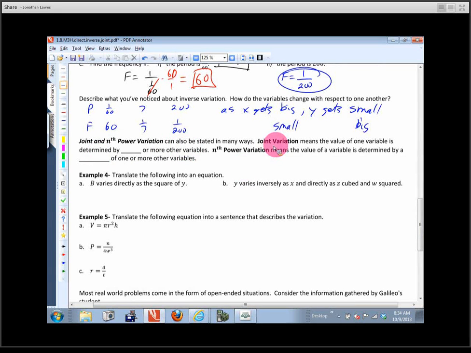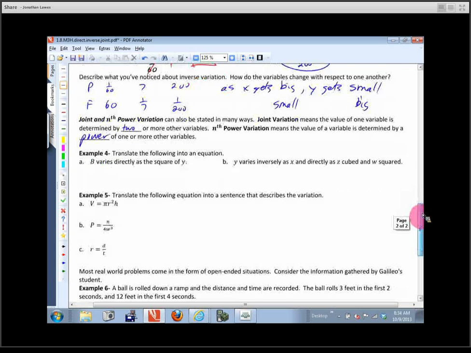Joint variation means that one of the variables is determined by two or more other variables. So it's jointly determined by a couple of other variables. And then nth power variation is kind of just like it sounds. It means the value of the variable is determined by a power of one or more other variables. And sometimes we do a bit of a mix of these.